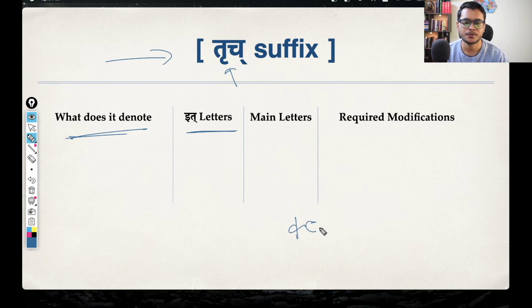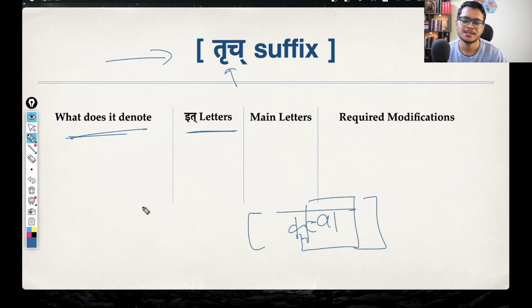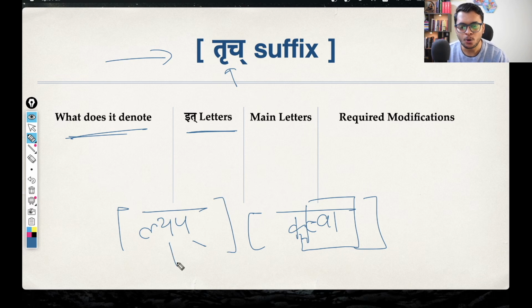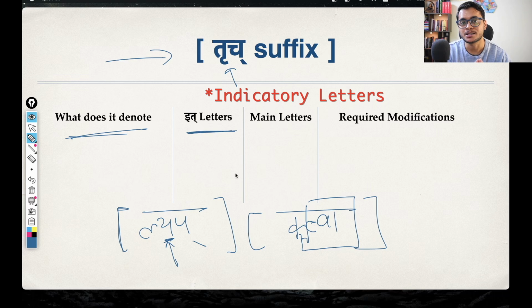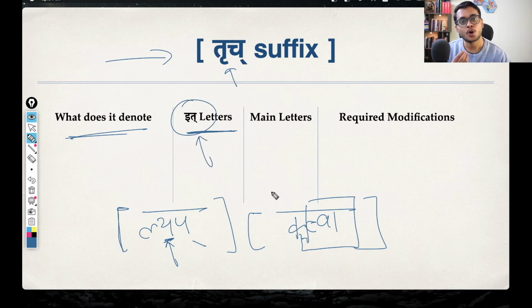Suppose we have this suffix, twa suffix. Even though the name of the suffix is twa, what actually attaches to the dhatu is only this portion, the twa portion. Right? Same we have seen with other suffixes also. Suppose you have this suffix, lyap suffix. Even though this is the entire name of the suffix, we know that only the ya is what actually attaches itself to the dhatu. So every suffix has it letters. It letters are basically the indicatory letters. This is what we saw in the previous video of Maheshwar Sutrani, that there are certain letters which do not form part of the main content, but they are there to indicate something.